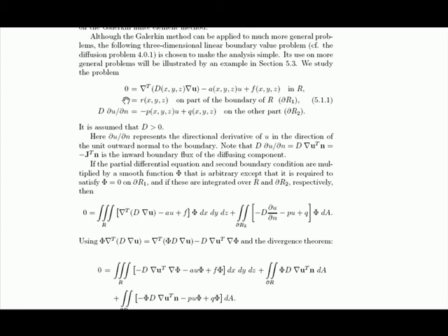On part of the boundary, u is given. On part of the boundary, the flux is given, d times the partial of u with respect to n. The first is called essential boundary conditions, Dirichlet type boundary conditions. The second are natural boundary conditions, Neumann type boundary conditions. They're handled very differently.